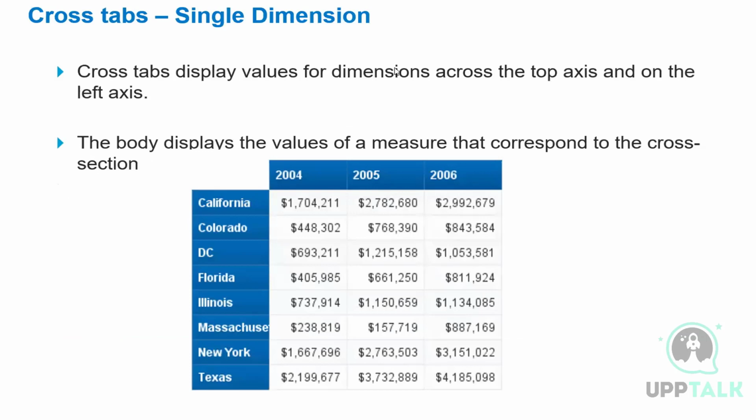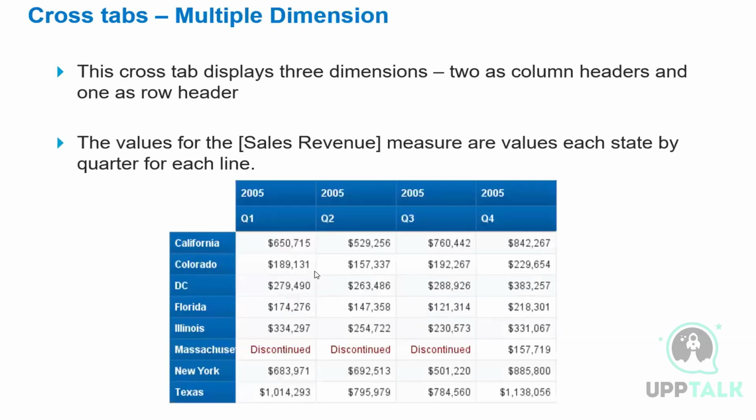Cross tab. Cross tab displays values for dimensions across the top axis and on the left axis. It is like a combination of horizontal and vertical table. If you see here, state is represented in rows, and in rows we will put states, in columns we will put year, and in body we will put sales revenue. Then it will look like a cross tab. The body displays the value of the measure that corresponds to the cross section. It is for a single dimension. We also have a cross tab for multiple dimensions.